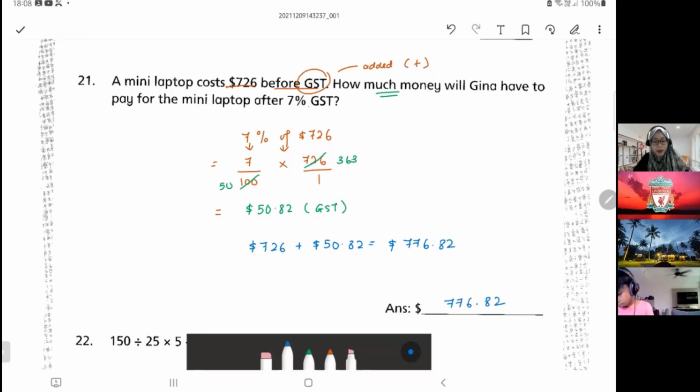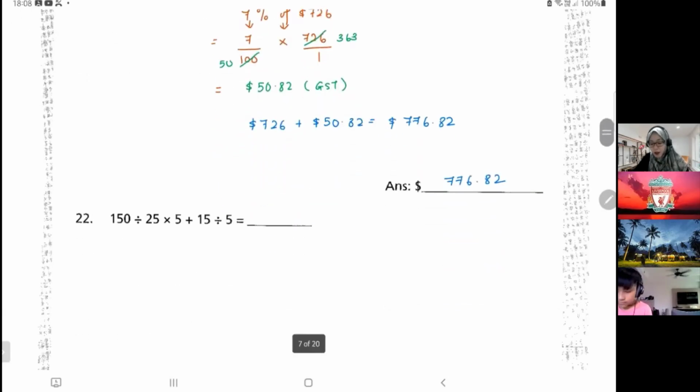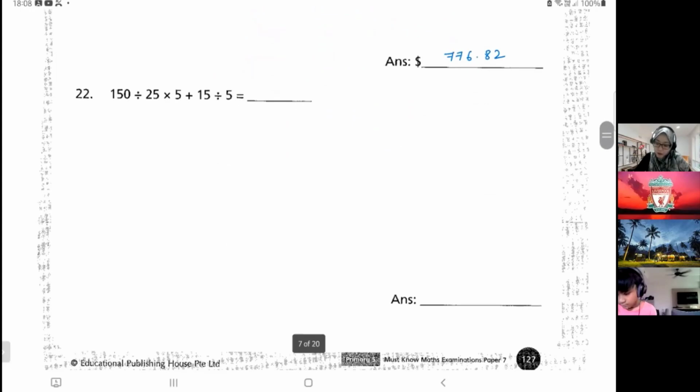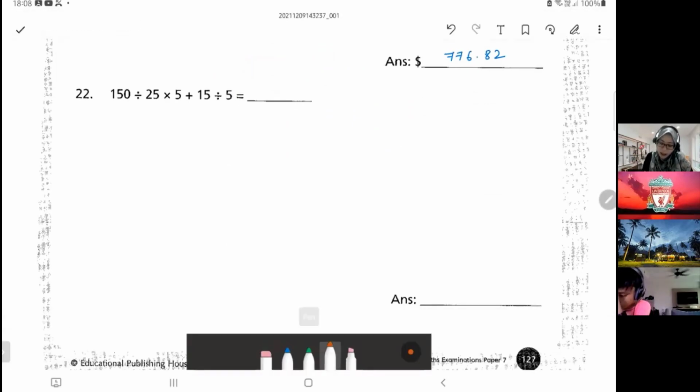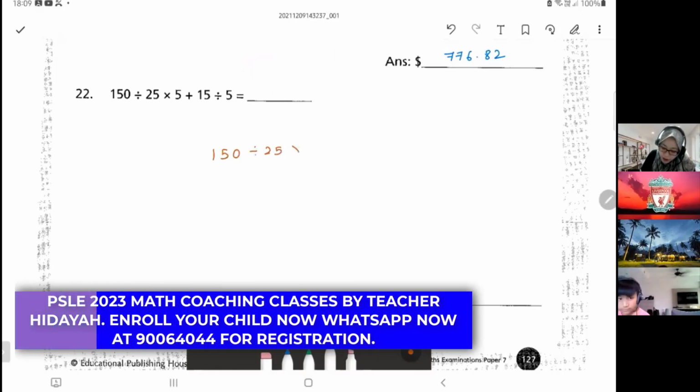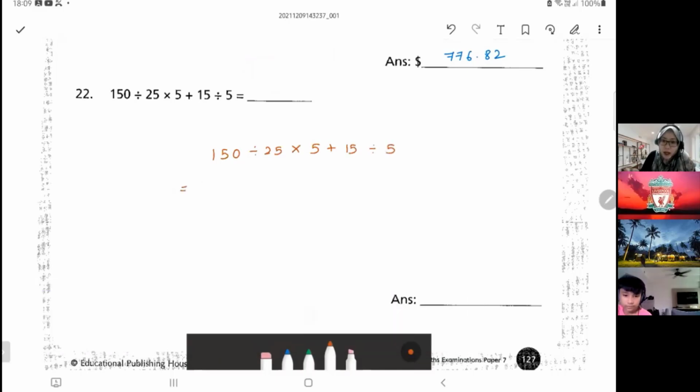Okay, some of you might be getting the steps correct, but because you're careless in your calculation, you get it wrong. Okay, be careful with that because paper 1 booklet B is like that. Many calculations to be done. Number 22. So you have this equation. 150 divided by 25 times 5 plus 15 divided by 5. Okay, you don't have to copy. I say refer to the video for your corrections or to copy down. I'm going to go through fast. I told you already from number 16 until 23, I'm going to go through fast. Listen to the video, refer to the video later on.